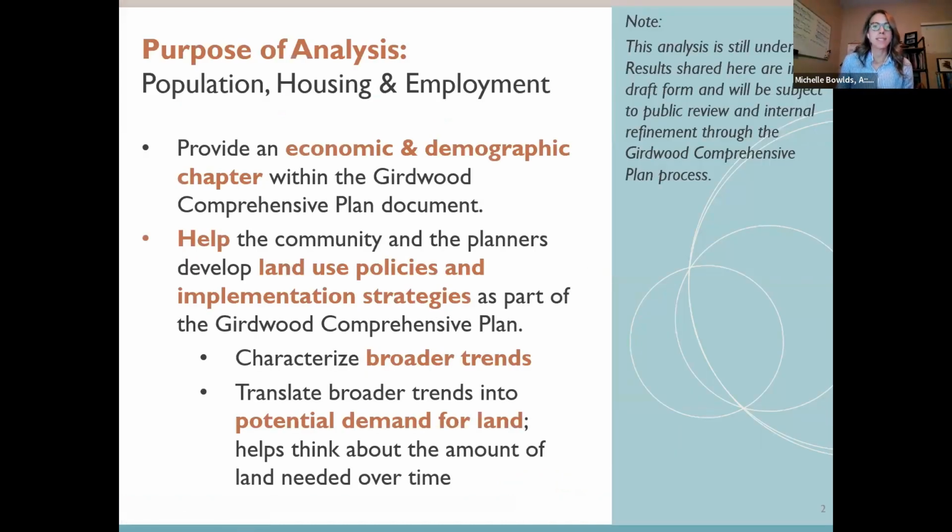The purpose of this analysis is to inform the economic and demographic chapter of the Girdwood Comprehensive Plan. And the goal is to help the community and planners develop land use policies and implementation strategies as part of that comprehensive plan process. This study characterizes broader trends and works towards translating those broader trends into potential demand for land, and can help you think about the amount of land needed over time in your community.